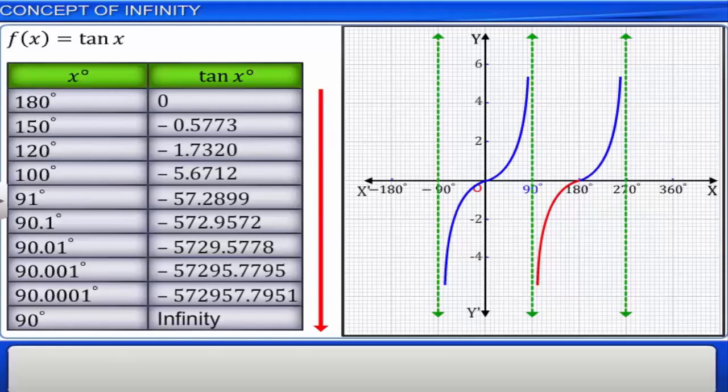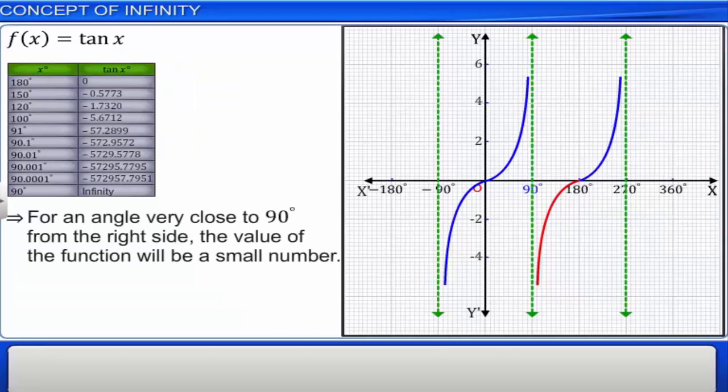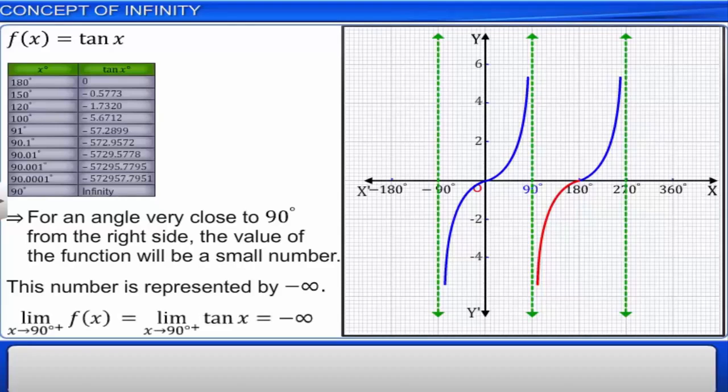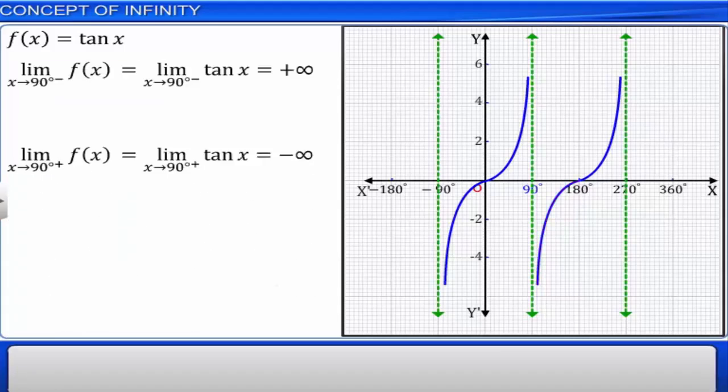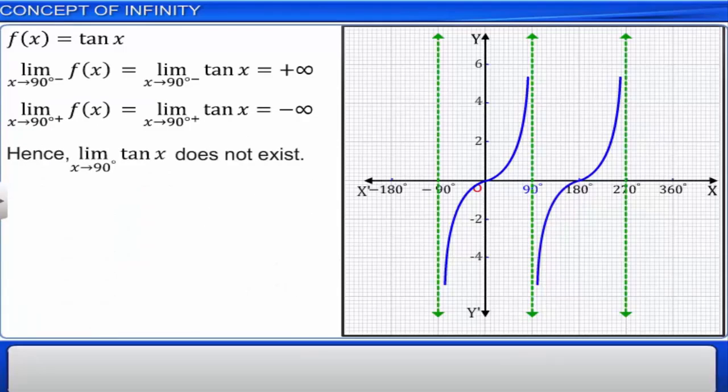This implies that for an angle very close to 90 degrees from the right side, the value of the function will be a small number. This number is smaller than any given real number and can be represented by minus infinity. Thus, we can say that the limit of tan x as x approaches 90 degrees from the right is equal to minus infinity. Hence, the limit of tan x as x approaches 90 degrees does not exist.